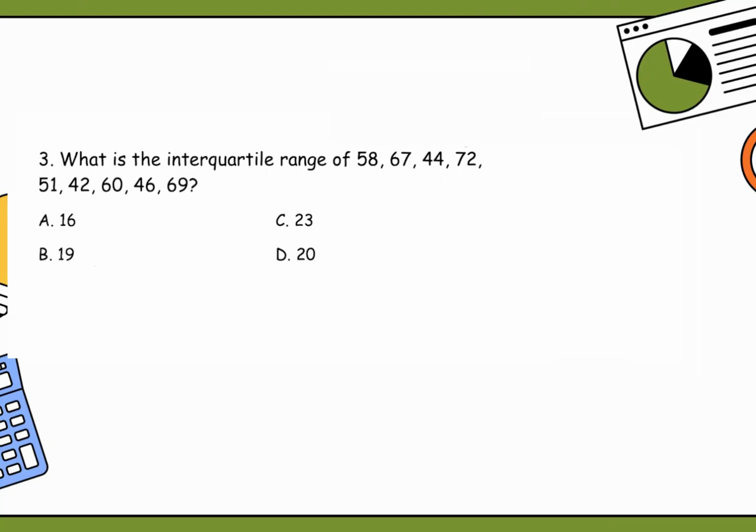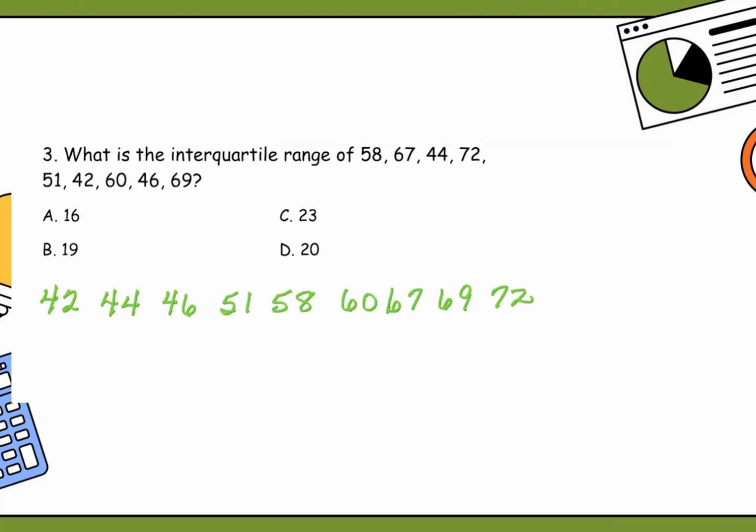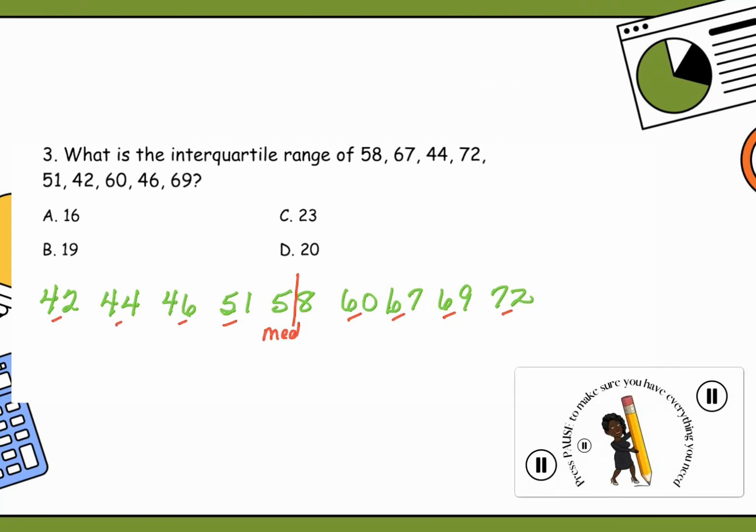Question number 3, we want to find the interquartile range of the data set that is given. The first thing we need to do is write the numbers in order from least to greatest and find the median number. We mark the numbers off lowest to highest until we get to the middle. 72, 44, 69, 46, 67, 51, and 60. So we can see that our median number is 58.